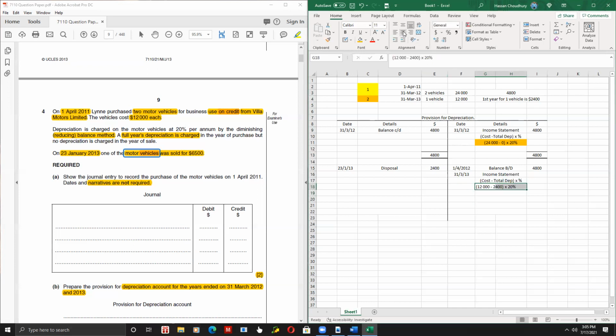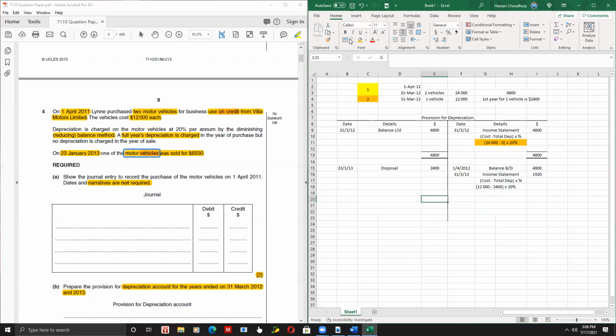Wow, relying on a computer, I guess. Okay, so this is your depreciation charge. We should get something like, let's just do it out here, 12,000 minus 2,400 into 20%, which is 1,920. So that's your depreciation for one vehicle for the second year.